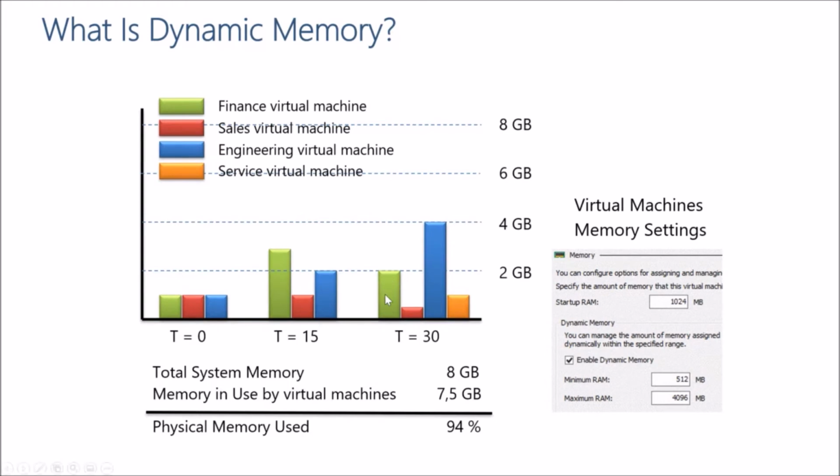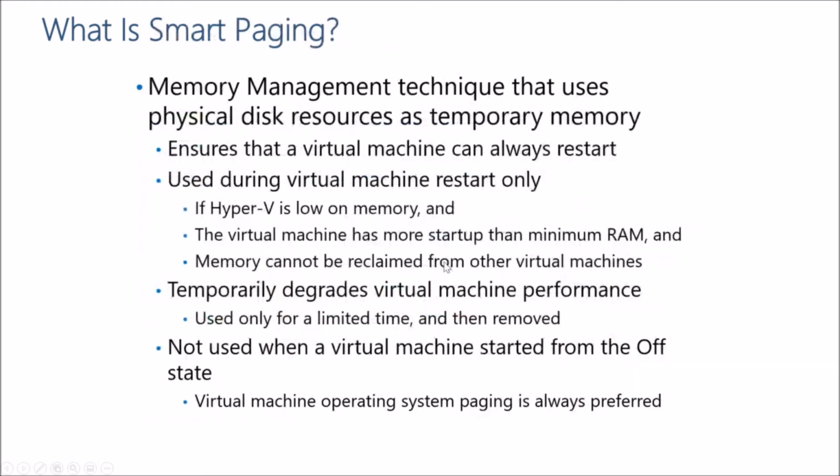Hopefully what you see is that we're able to start all 4 virtual machines and keep them running, even though we're using up 94% of the memory on the host. And even though we might have defined each of these virtual machines with, let's say, 4 gigs of RAM, they're not always using 4 gigs of physical RAM. And that's how we make more efficient use of the RAM that's available to the host.